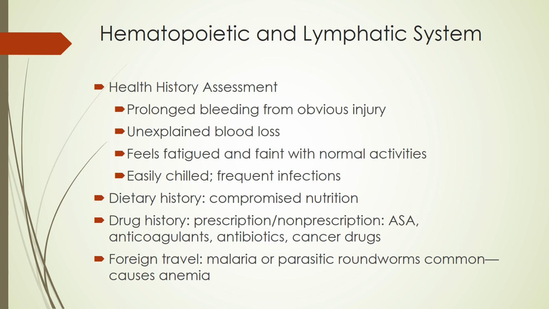You want to get a health history assessment and obtain a nutritional history to see if the food they are eating could contribute to their issue with their blood. Look for prolonged bleeding from obvious injuries, unexplained blood loss, feelings of fatigue and faintness with normal activities, being easily chilled, and frequent infections. Also dietary history, compromised nutrition, and drug history: prescriptions, non-prescription, ASA, anticoagulants, antibiotics, cancer drugs. These all need to be known.